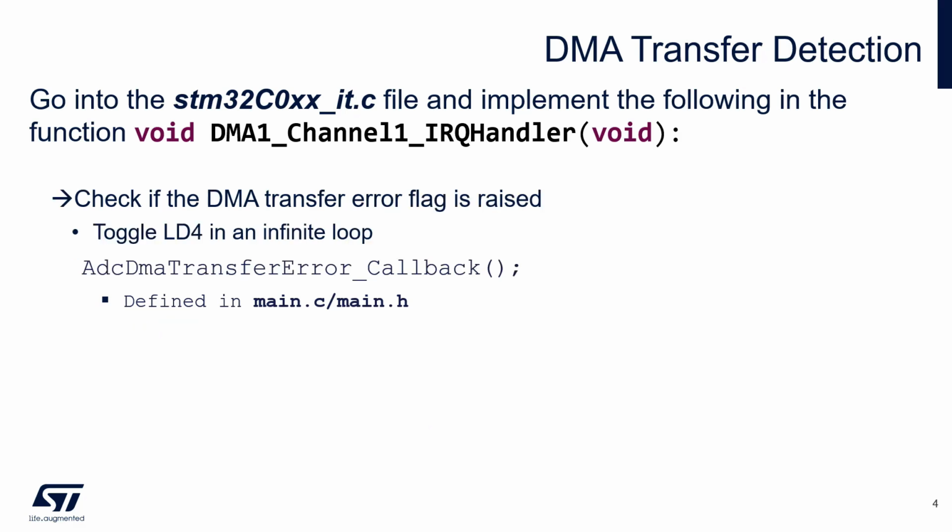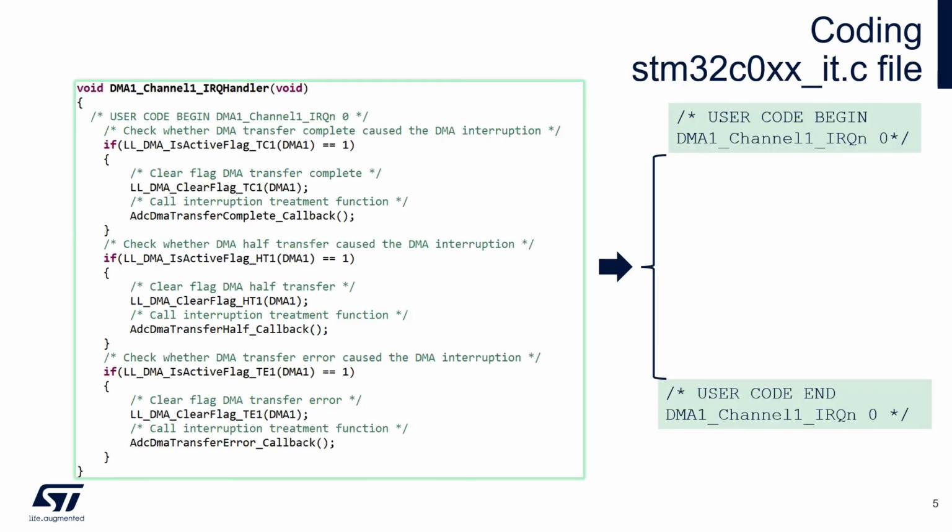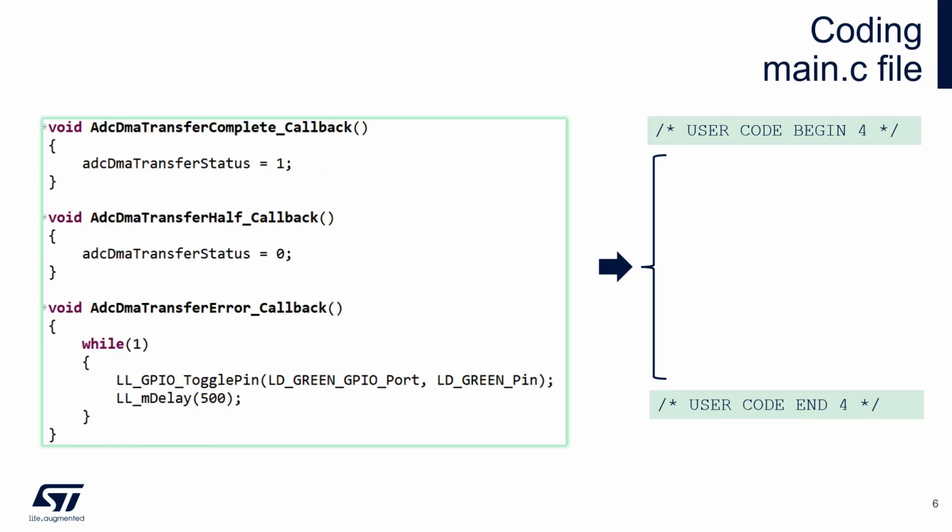In the last case, we will check if the DMA interruption is caused by a transfer error. If it is the case, we will toggle an LED, the LED4, for precision. This function will also be defined in the main.c file. All the steps that are highlighted have been implemented in this function. Here we have the implementation of our own callback that we will define later. So let's implement these sections.